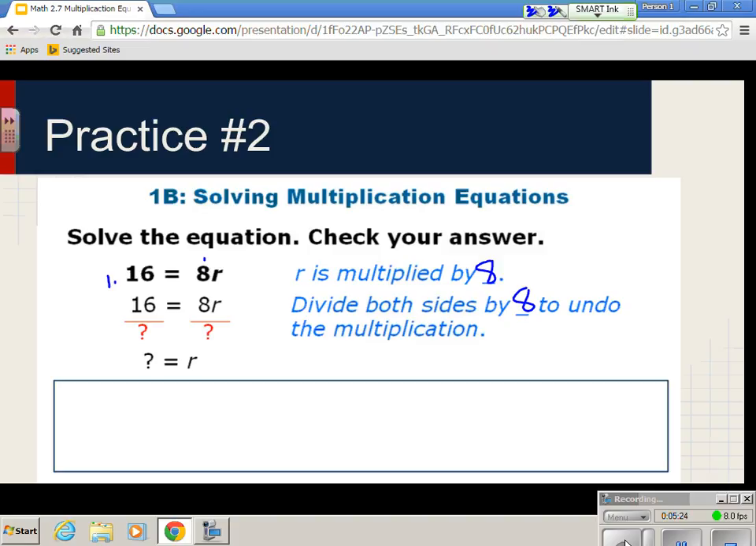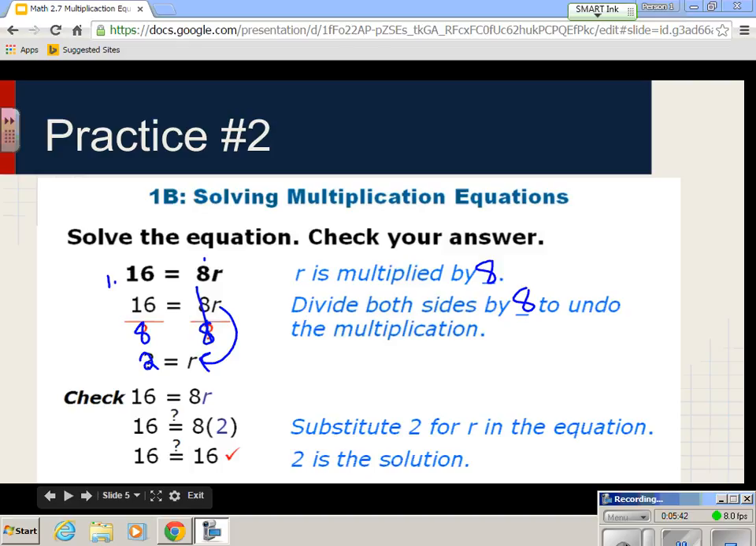So we replace the question marks with an 8. And on the one side with the variable, they're gone, and we just bring the r down. And on the other side, we're going to see how many times 8 goes into 16. 8 goes into 16 twice. So our answer is 2.